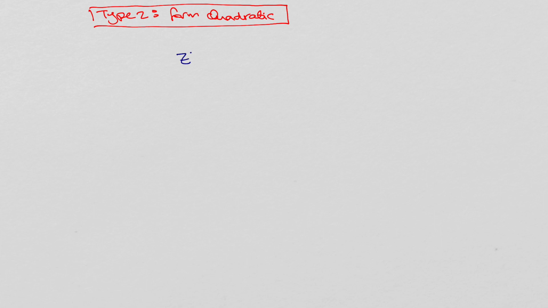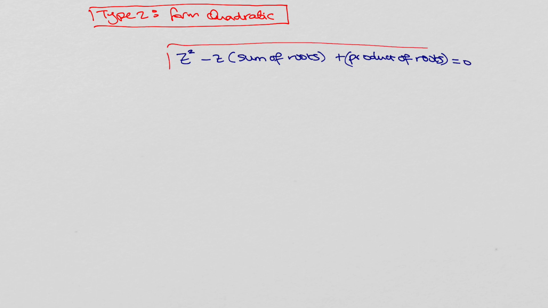that if I have my quadratic and I want to form it, remembering that this is complex numbers, so we're going to write it in terms of z and not x. So it'll be z squared minus z times the sum of the roots plus the product of the roots. And because it's an equation, then we say equal to 0.